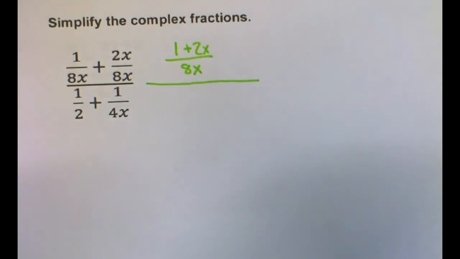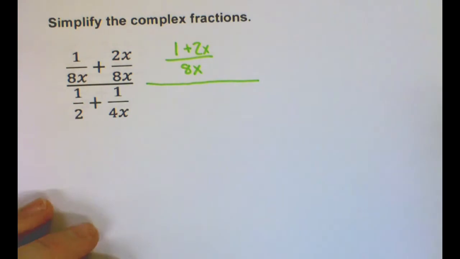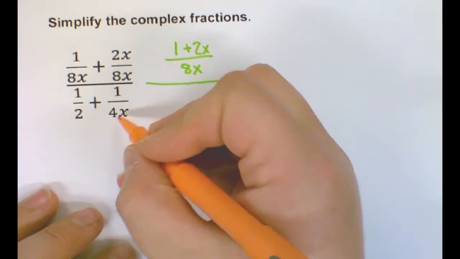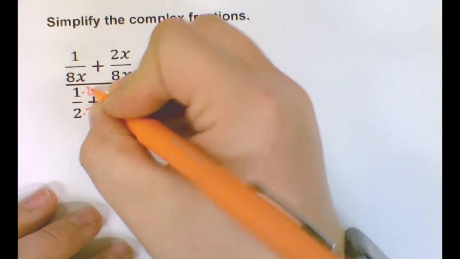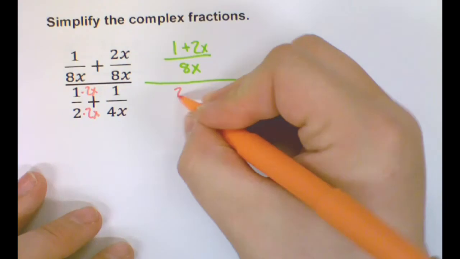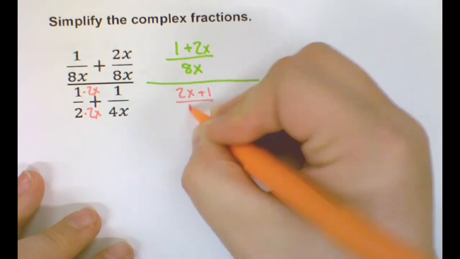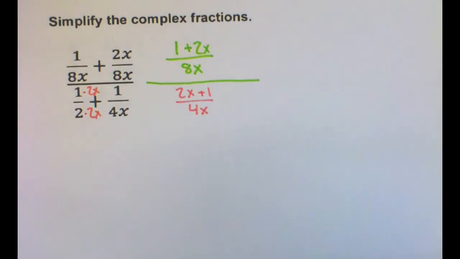Awesome. Now let's look at my denominator. 1 over 2 plus 1 over 4x. Well, they need a common denominator. 4x can work. Multiply that first one by 2x. So I have 2x plus 1 all over 4x. All right, there's step 1.